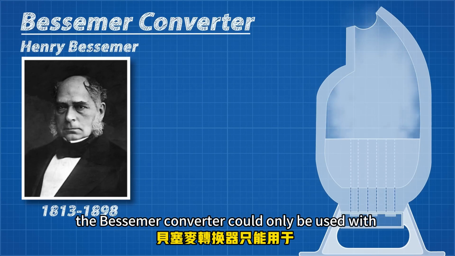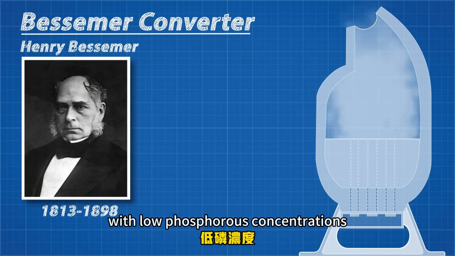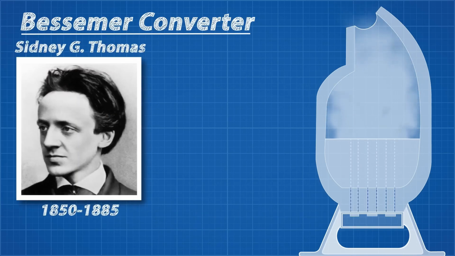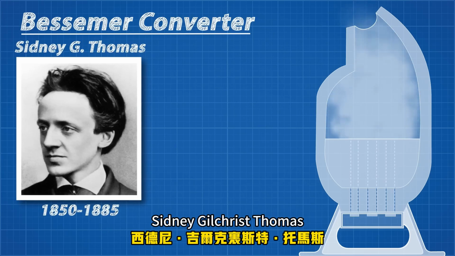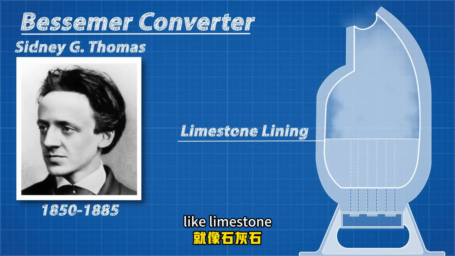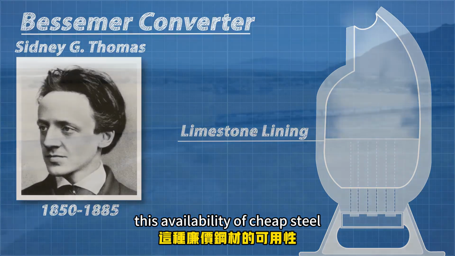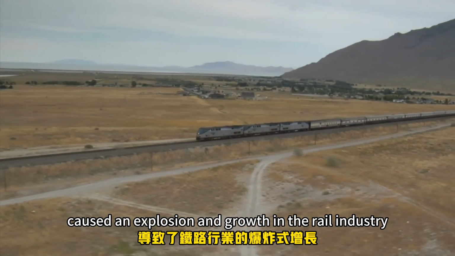So initially the Bessemer converter could only be used with iron obtained from ores with low phosphorus concentrations, which were scarce and expensive. This problem was later solved by Welshman Sidney Gilchrist Thomas, who discovered that adding a chemically basic material like limestone to the process would draw the phosphorus into the slag. This availability of cheap steel caused an explosion in growth in the rail industry.